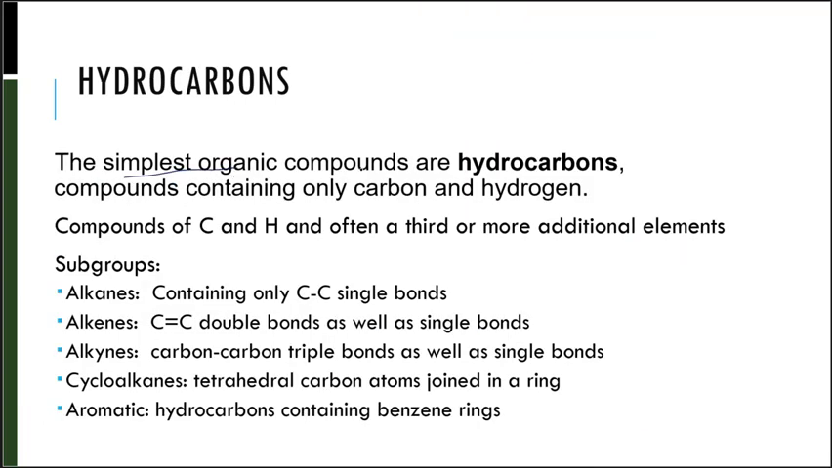The simplest organic compounds are hydrocarbons, containing only carbon and hydrogen. Hydrocarbons are comprised of carbon and hydrogen, and there's often a third or even additional elements in those compounds. Here are some subgroups. We have alkanes, where we have carbon single bonded to other carbons.